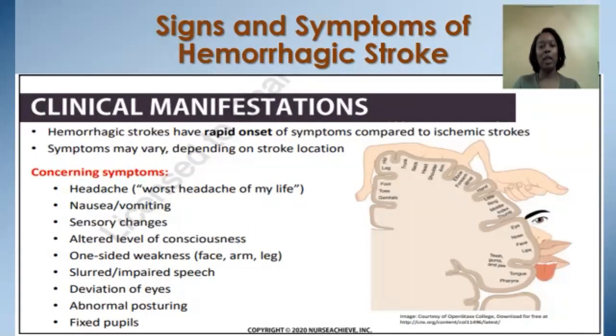this patient will be experiencing a headache like never before. They will also experience nausea, vomiting, sensory changes. They may be lethargic or confused. They will have sudden weakness or numbing of one side of the body. They may become unconscious and have a temporary loss of vision, or even possibly seizures, slurred speech, fixed or deviated pupils, and an abnormal posture from their hemiplegia.